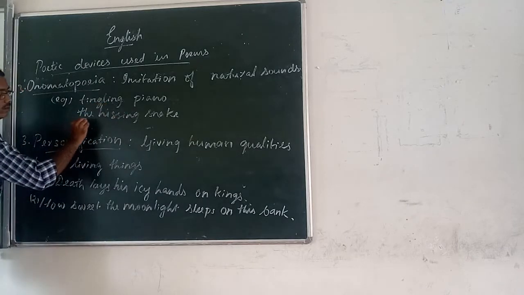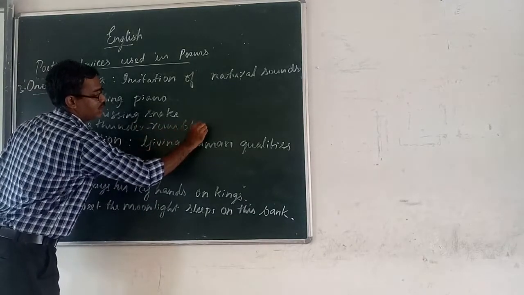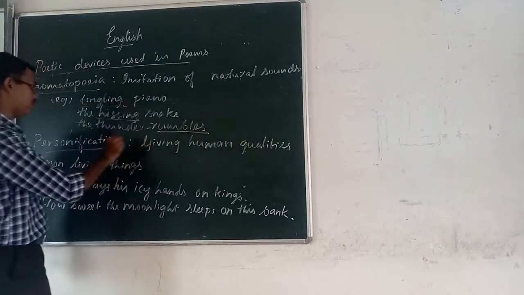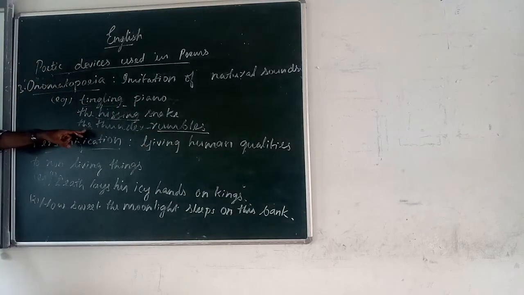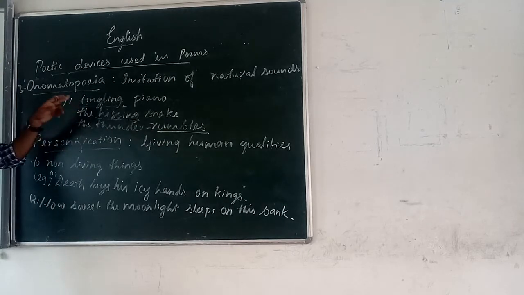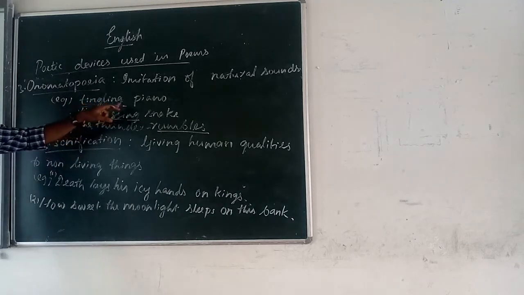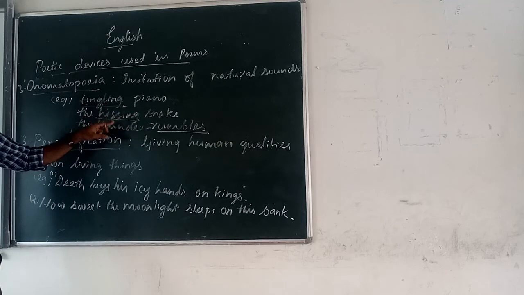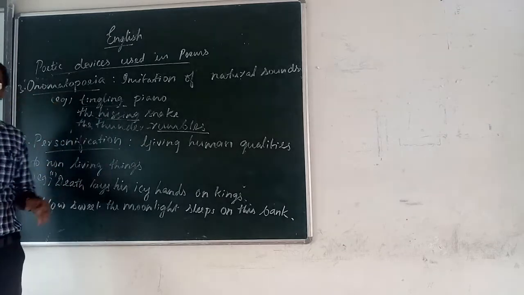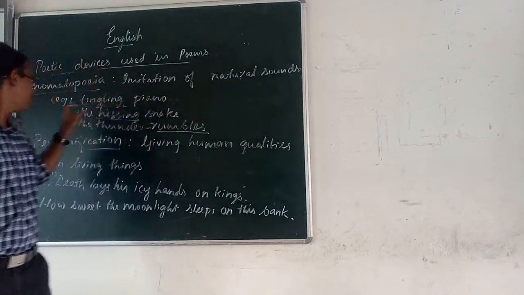Next one. The thunder rumbles. This is called as onomatopoeia. The sound of the thunder is mentioned here as rumbles. Here, tinkling piano. When a piano is played, it makes a tinkling sound. Sound is imitated here. Here, the hissing sound of the snake is imitated. Here, the sound of the thunder is imitated. That is called as onomatopoeia. For your better understanding, it is easy to define. It is an imitation of natural sounds.